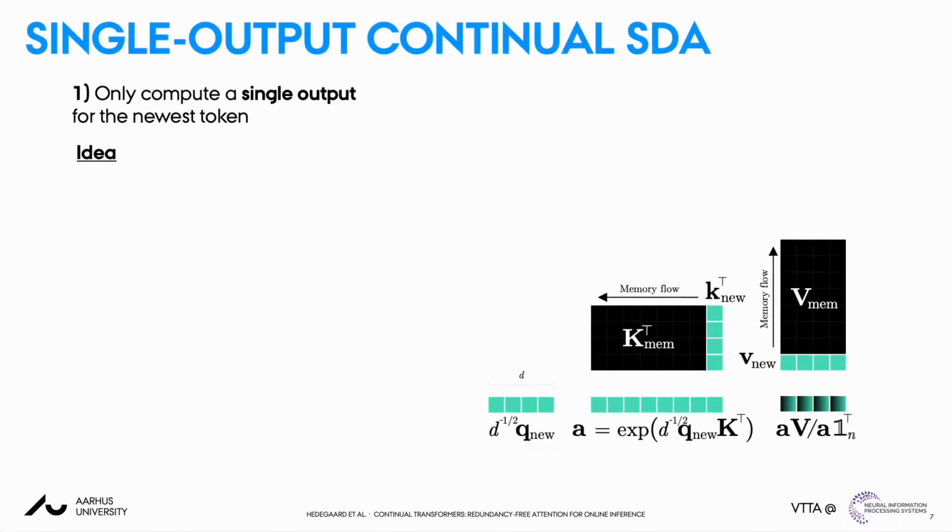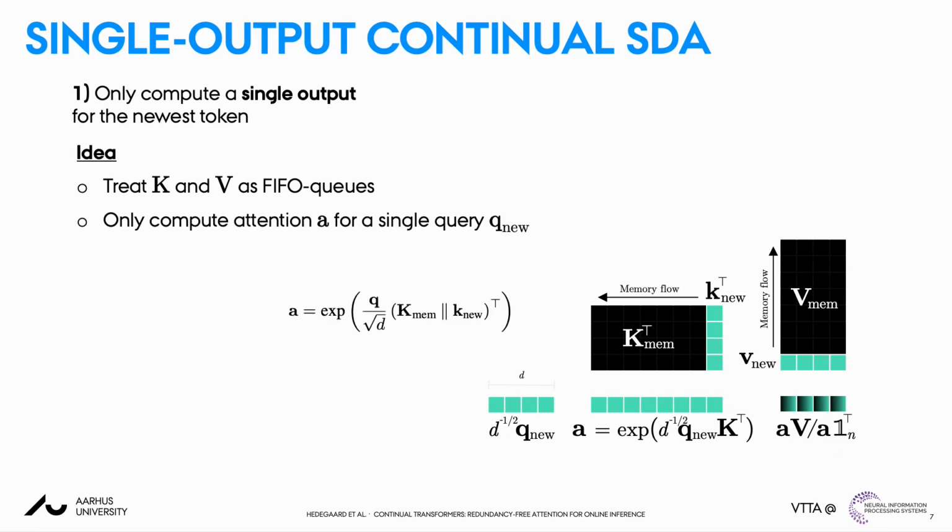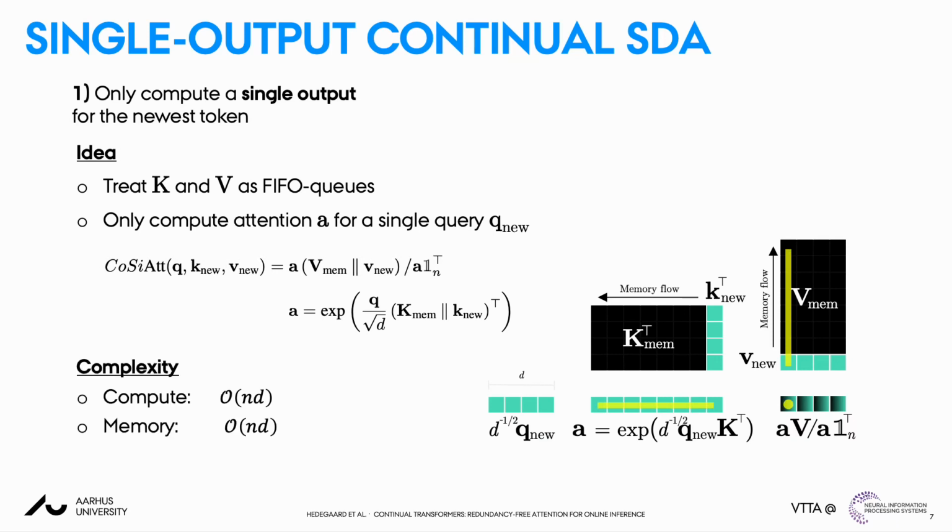The idea is to treat K and V as a first in first out queue, discarding the oldest token when we receive a new one. Then we only compute the attention A for a single query Q new and use it to aggregate cached value entries. This reduces the computation complexity markedly to only big O of ND.